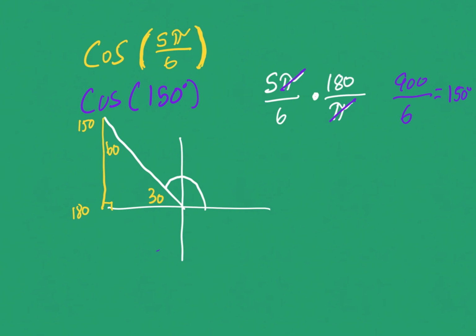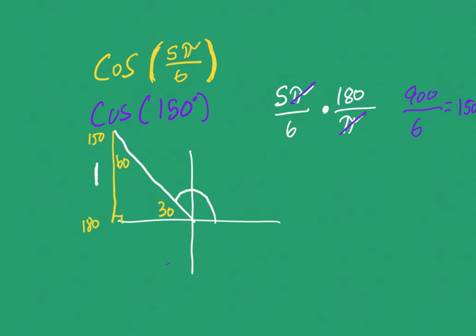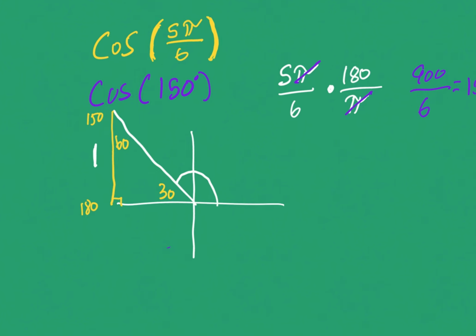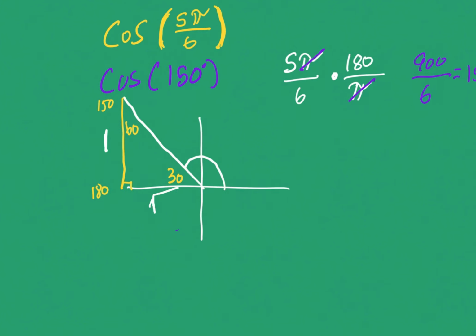Label the sides now. The side opposite the 30 is 1, and it's going up, so it's going to be positive. Side opposite the 60 is the square root of 3, but that's going to be negative. And then the hypotenuse is going to be 2.